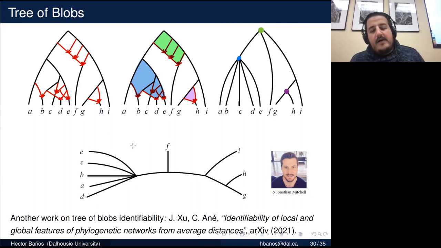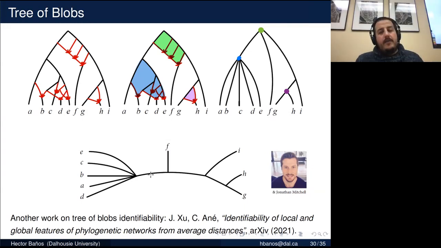And I was really happy that last session I really enjoyed the talk of Cecile about some of these problems, and I looked at their work on identifiability of local and global features, and they show how you can get identifiability from average distances of tree of blobs. So that was really nice.